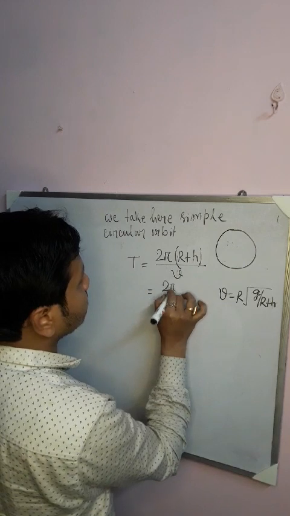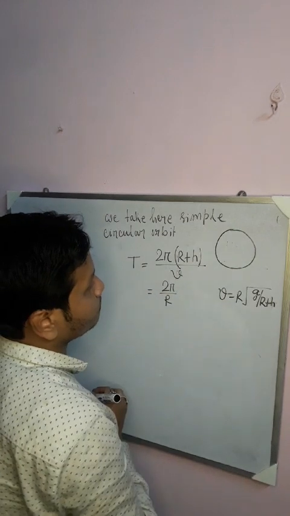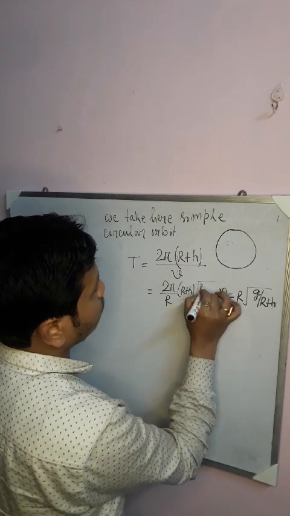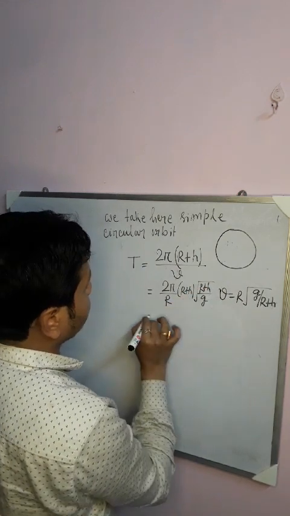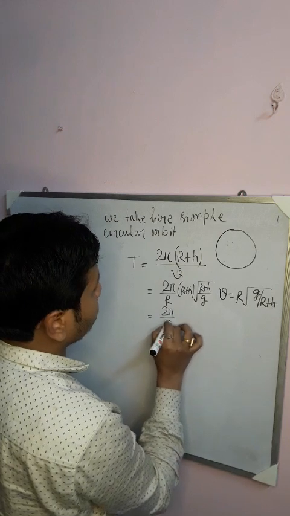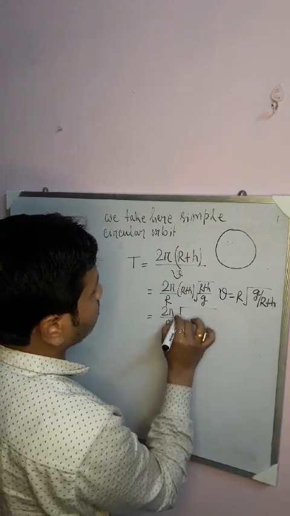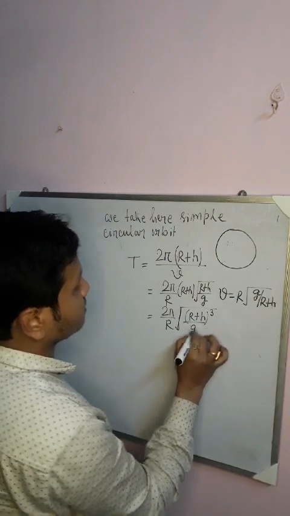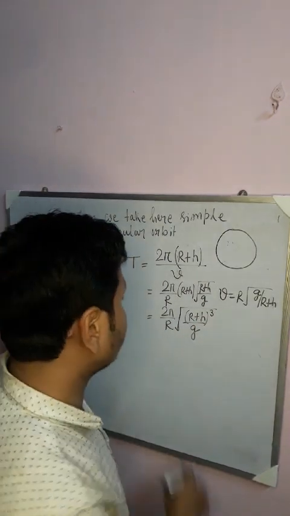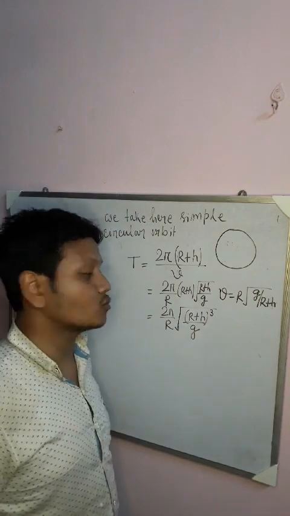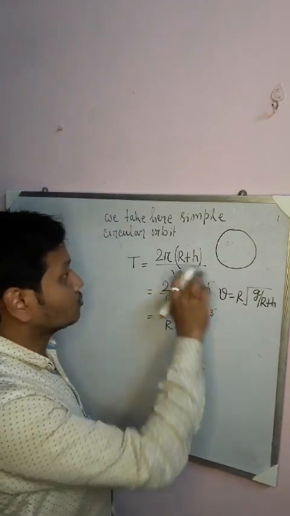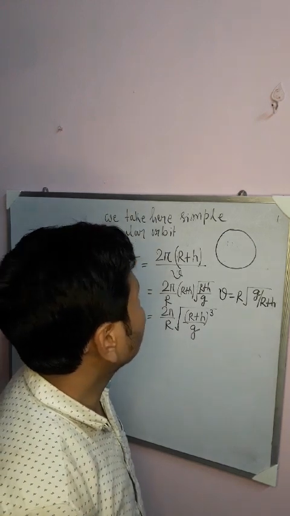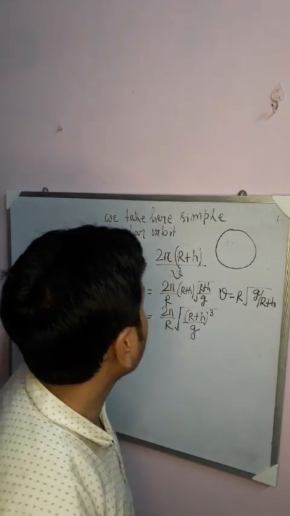So this is simply 2 pi by R, square root of (r plus h) by g. So this is simply 2 pi by R root over (r plus h) whole cube by g. Okay, 2 pi by R square root of (r plus h) whole cube divided by g. So this is the time period of revolution.